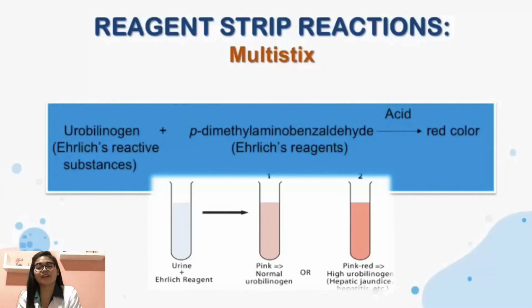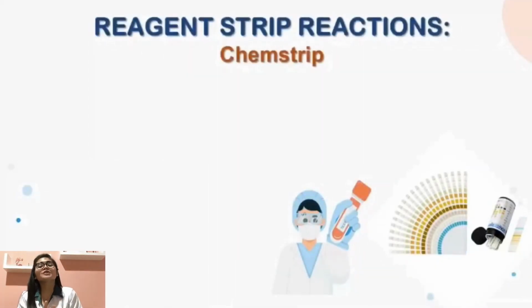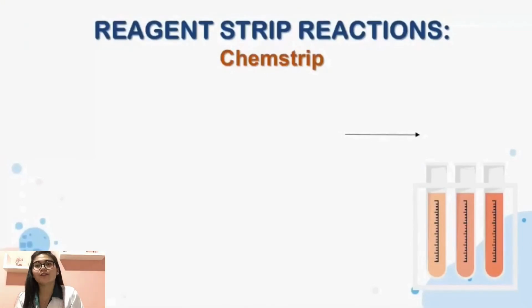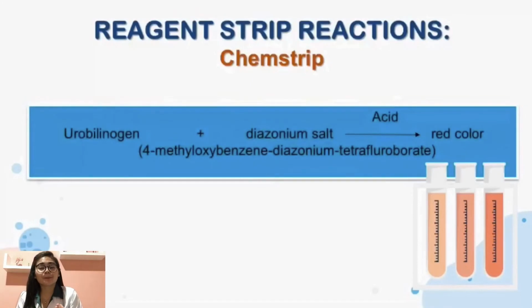And next, let's talk about the reagent strip reactions for Chemstrip. Chemstrips incorporate an azocoupling reaction using 4-methoxybenzene diazonium tetrafluoroborate to react with urobilinogen, producing colors ranging from white to pink. Between the two, Chemstrip is more specific for urobilinogen than Ehrlich. Its result is also reported in mg per dL or Ehrlich units. And this is the chemical formula for Chemstrip. As you can see, the presence of urobilinogen added with the diazonium salt, which is the 4-methoxybenzene diazonium tetrafluoroborate, results in a red color.